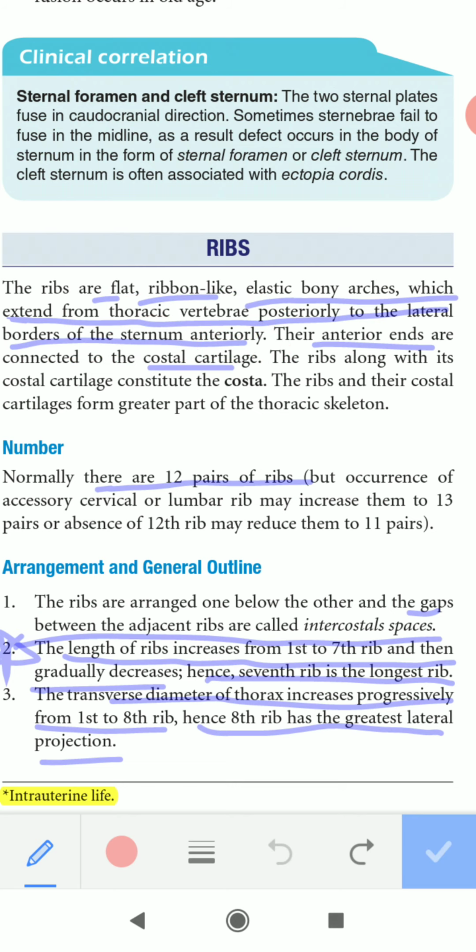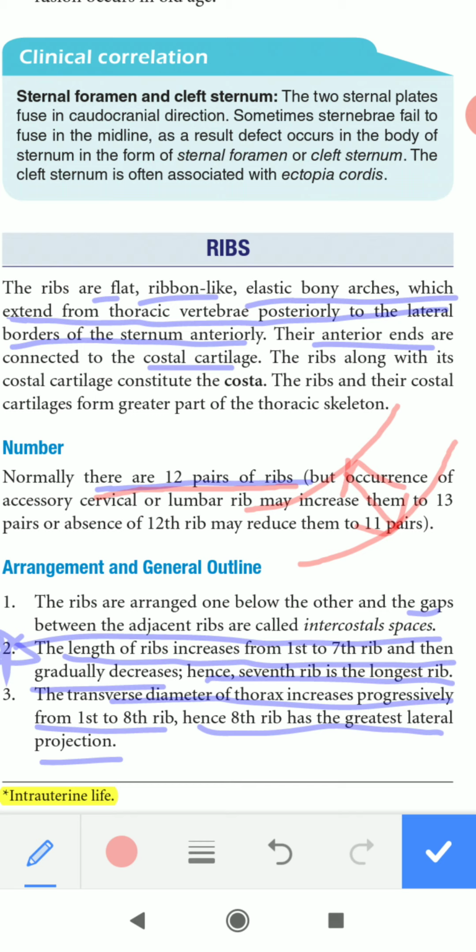Now what are the numbers of the ribs? We have 12 pairs of ribs. That means 12 ribs on each side of the sternum. Now some arrangement and general outline. The gaps between two adjacent ribs is known as intercostal spaces. So between two ribs, the space is known as the intercostal space.